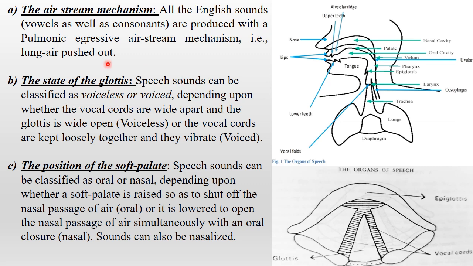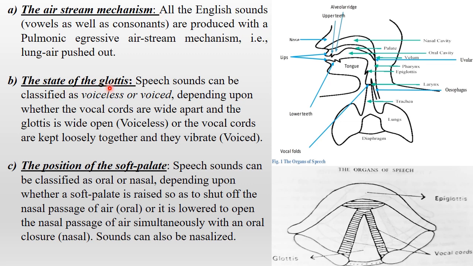Let us see the parameters which are used to describe consonant sounds. First, the airstream mechanism. All English sounds, vowels as well as consonants, are produced with a pulmonic egressive airstream mechanism. That is, the lung air is pushed out. Here, if you see in this image, these are the lungs, and to produce any sound, the air is pushed out either through the oral cavity or the nasal cavity. So that is the airstream mechanism.